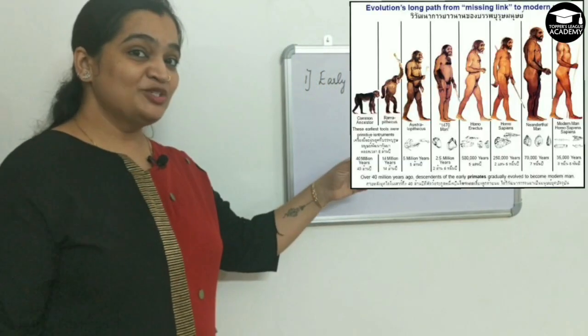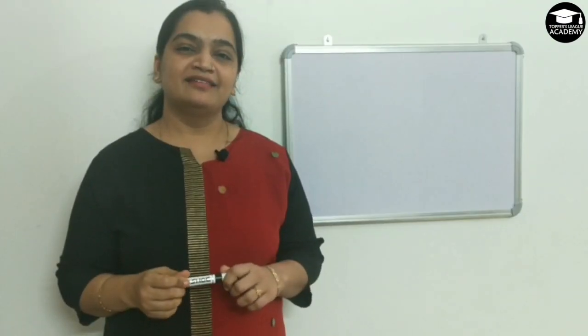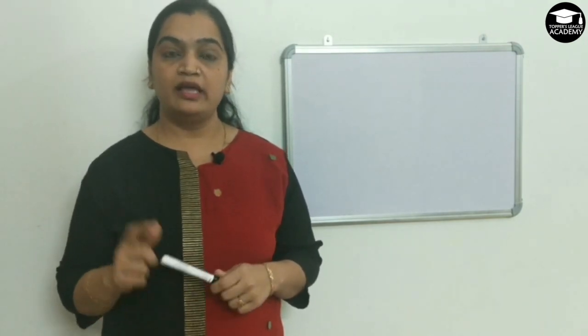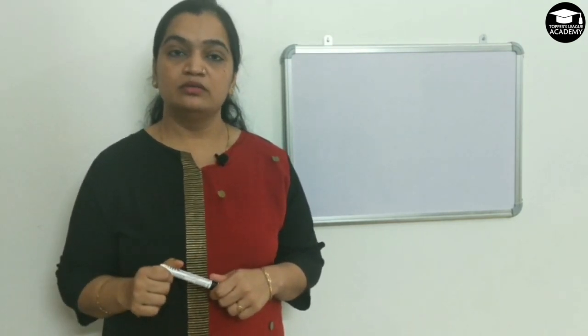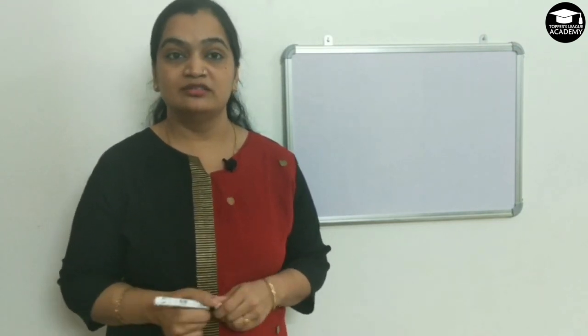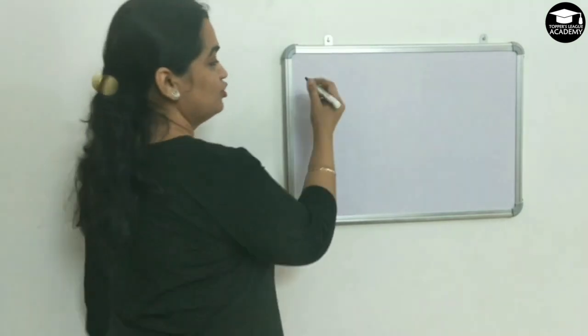Take a look at the picture. This picture talks about evolution's long path from common ancestor to modern man. How the journey began. They either picked up a branch or a stone and thought to make it a tool because they had to protect themselves from other animals and danger. So, the second point is picking up a branch or a stone.